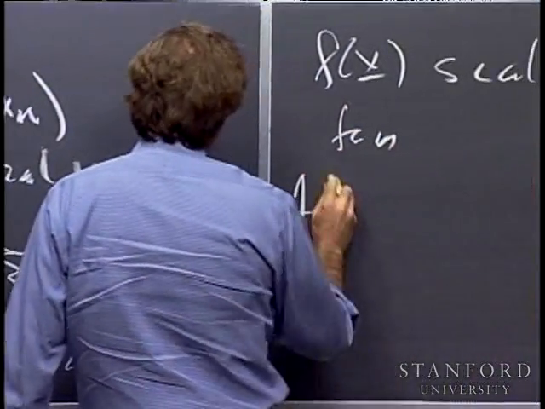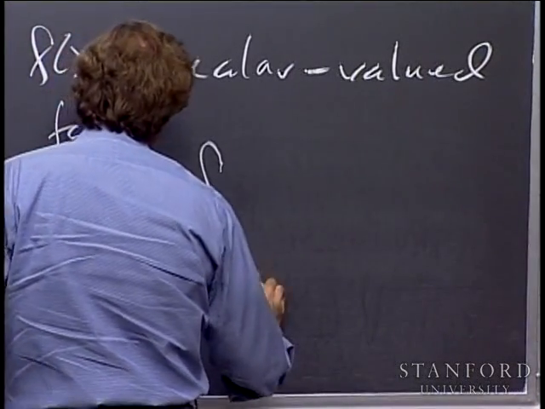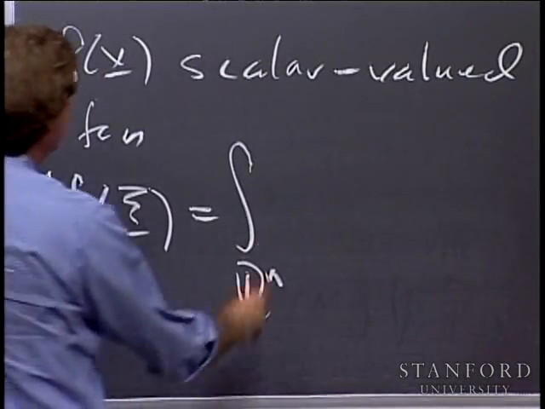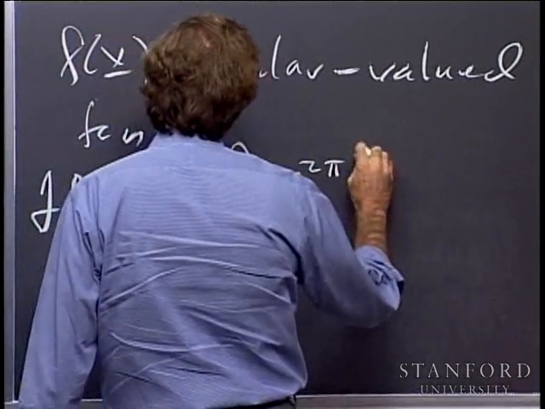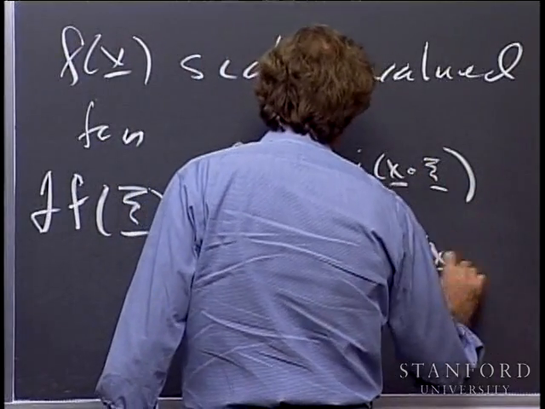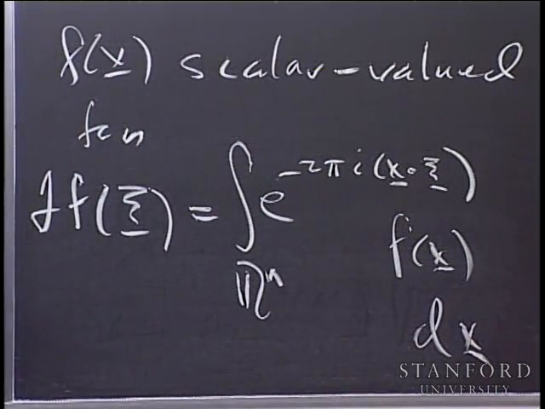Then its Fourier transform as a function of the frequency variable is defined by this integral, which we try to make look as much like the one-dimensional case as possible. You integrate all over space, e to the minus 2 pi i x dot xi f of x dx. And even making it look as much like a one-dimensional case as possible, I'm sorry, I still couldn't fit it all in one line. Doesn't look so good. Let me write it over here again.